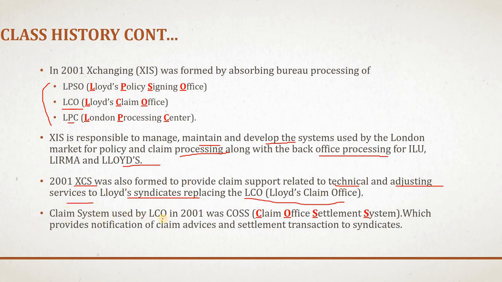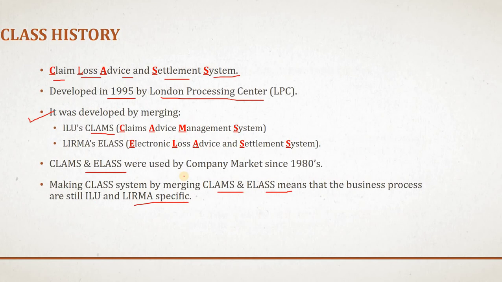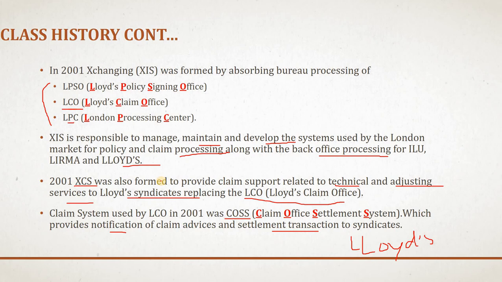The claim system used by LCO, which stands for Lloyd's Claim Office, in 2001 was COS. So this one is the third system. COS stands for Claim Office Settlement System, which provides notification of claim advices and settlement transactions to Lloyd's Syndicate. If you can see here, going back to the previous slide, the ILU system was CLAMS, the LIRMA system was ILAS, and then COS was used by LCO, which was supporting Lloyd's Syndicates.